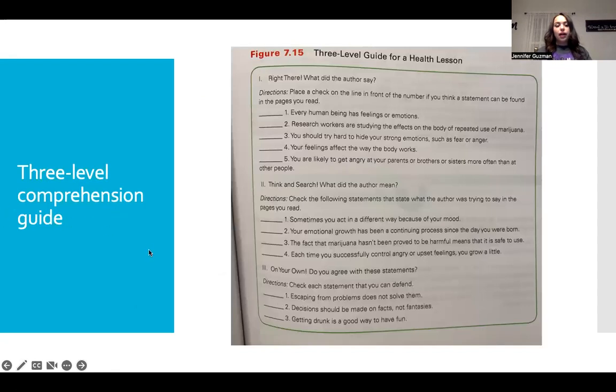3-level comprehension guide. So the 3-level comprehension guide looks different each time because it is all based off of what lesson or topic you are teaching. In the book, it has one that's over a health lesson, but some of the basic 3 questions would be: what did the author say? What did the author mean? And do you agree with these statements? And then for each question, you give the student multiple choices for them to check off.